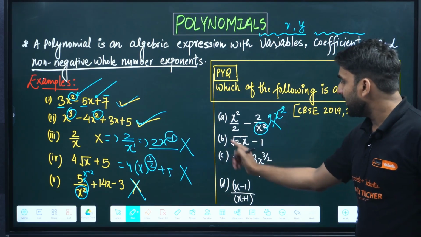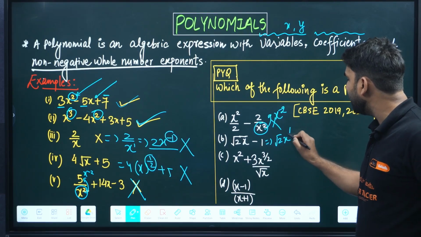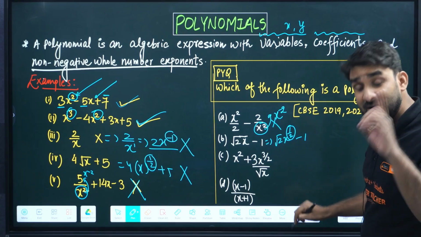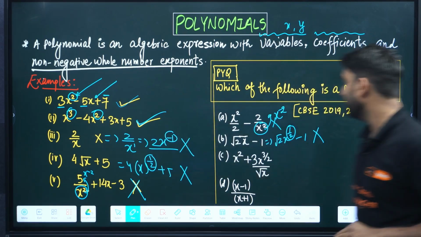Now if we talk about under root x, so under root 2, and if we remove the root, x to the power half will be there. This is also violating the rule of polynomial, because the exponents must be whole numbers, so it will not be a polynomial.